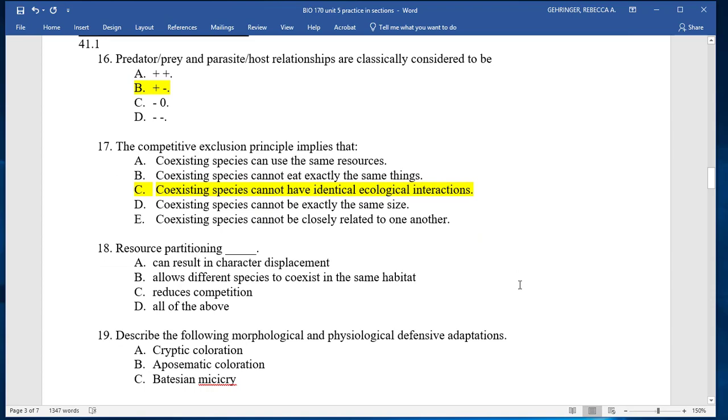Resource partitioning. Can it result in character displacement? What's character displacement? That was the thing where we have the finches. If they were living on the same island, one species would have a smaller beak, one would have a larger beak, but if they were on different islands, their average beak size was roughly the same. So can resource partitioning result in character displacement? Yes, it can. Can it allow different species to coexist in the same habitat? Yes, it can. Can it reduce competition? Yes, it can. Fortunately, D is all of the above, so we're good there.